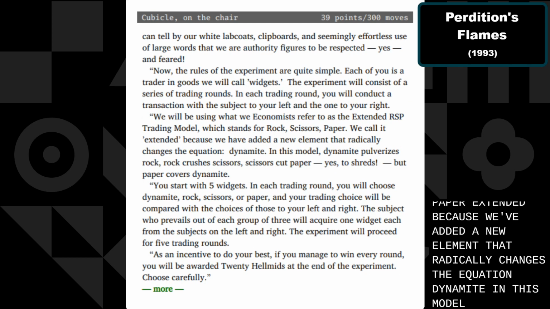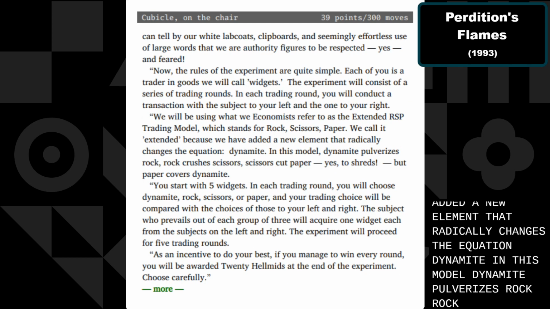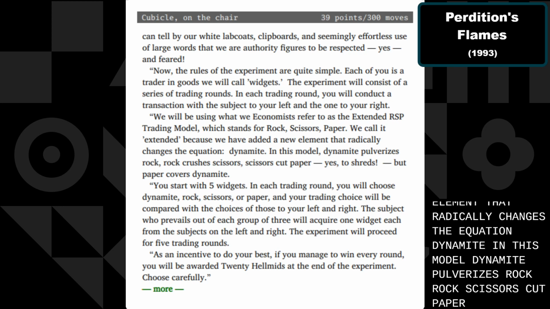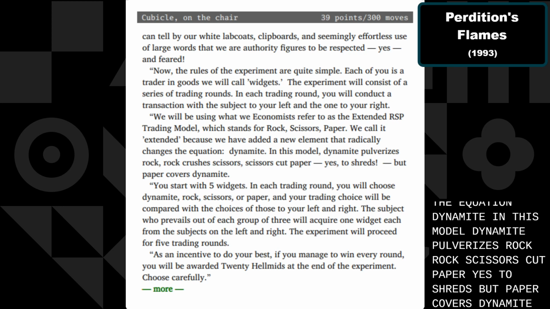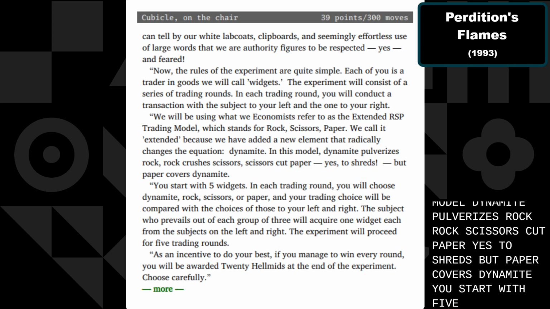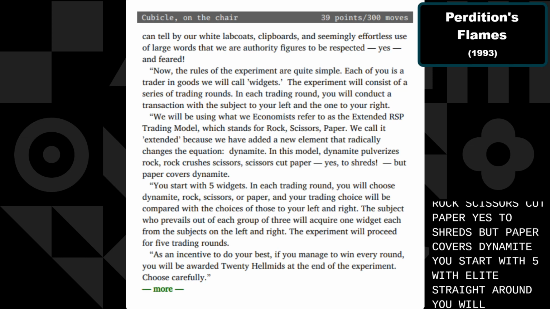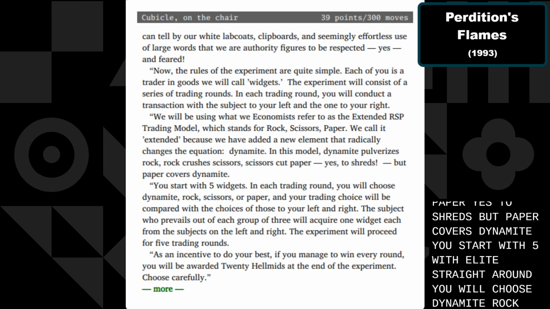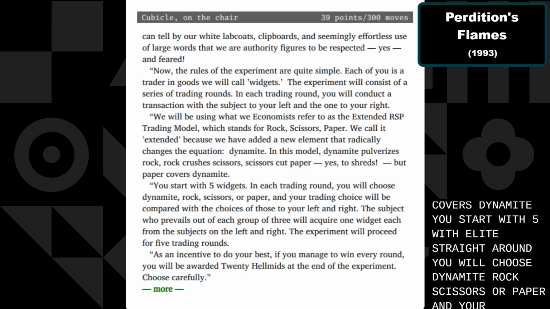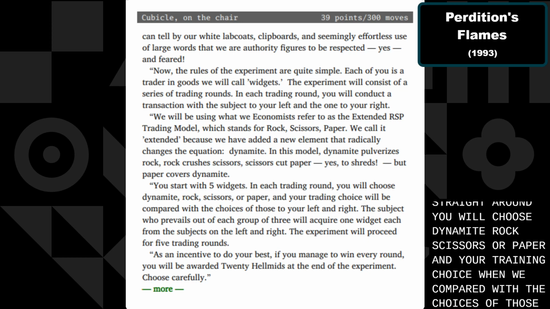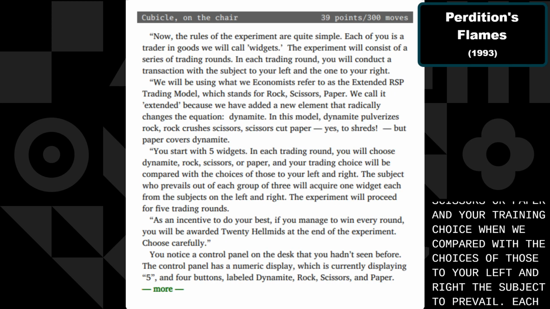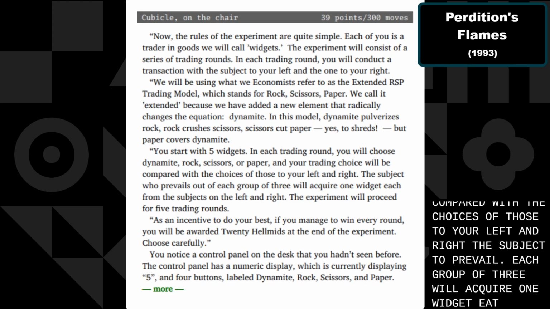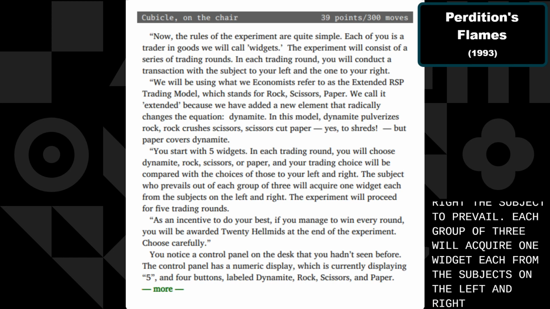In this model, dynamite pulverizes rock. Rock crushes scissors. Scissors cut paper. Yes, 2 shreds. But paper covers dynamite. You start with 5 widgets. In each trading round, you will choose dynamite, rock, scissors, or paper, and your trading choice will be compared with the choices of those to your left and right. The subject who prevails out of each group of 3 will acquire 1 widget each from the subjects on the left and right. The experiment will proceed for 5 trading rounds.